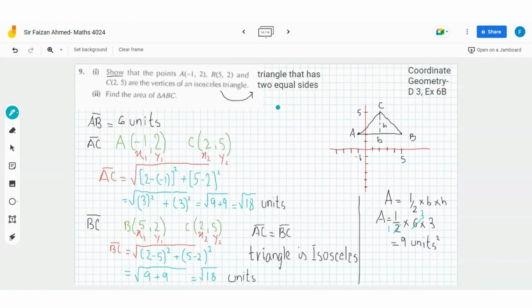You just have to apply the distance formula, and it's better to draw a figure in coordinate geometry, because whenever you have to find the area, just remember the hint that you have to draw the figure first. The figure will tell you what is the base and what is the height, so it will be easier for you to find out the area of the triangle.